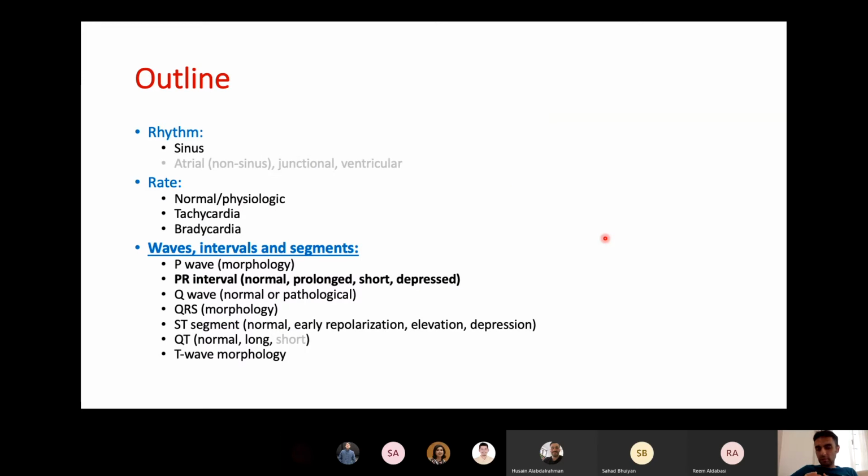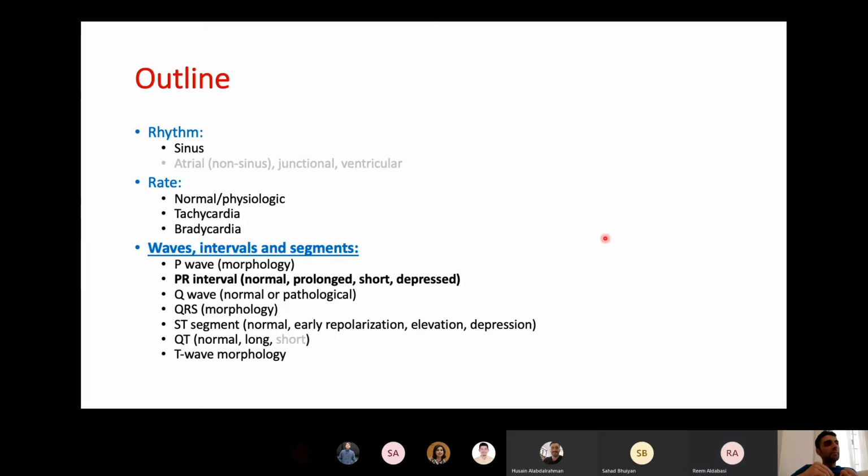Next is the PR interval. When you assess the PR, you have four options. You have either a normal PR, of course. You can have a long PR, you can have a short PR, and you can have something called a depressed PR, which is a specific finding in a specific disease. So when you have a prolonged PR, what do you think of? What comes to mind? AV block. Hello, AV block.